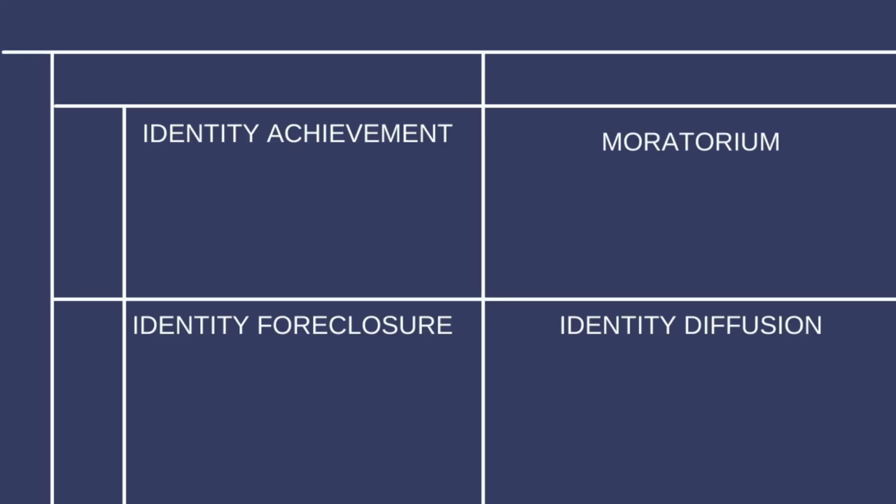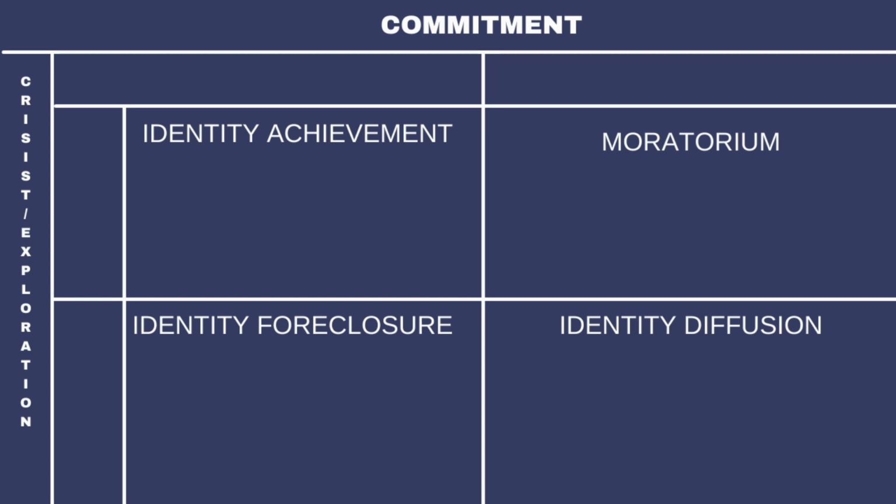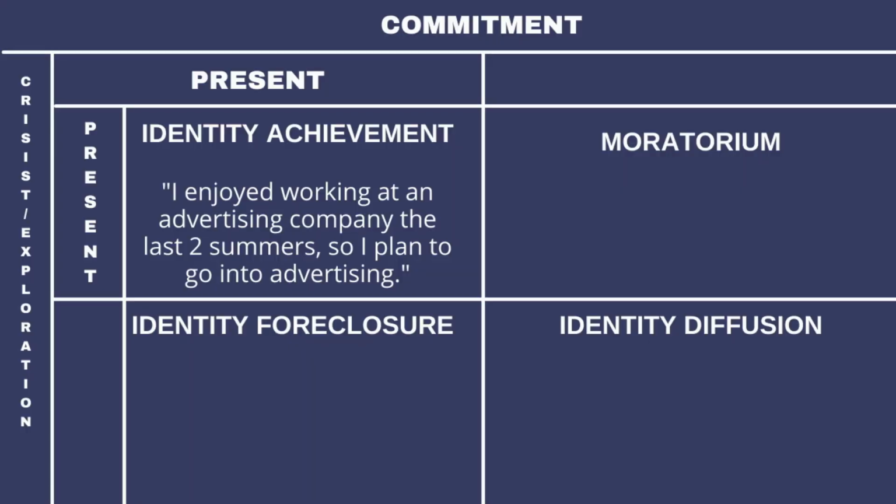Now let's go over those 4 categories once again with a table so you understand a little bit better. So there are 4 categories according to James Marcia: identity achievement, identity foreclosure, moratorium, and identity diffusion. There are 2 characteristics in which we can see the identity, which are crisis and commitment. Identity achievement is where you have the commitment present and also the exploration is present. So you have explored your options and now you have finally decided what you want to do.